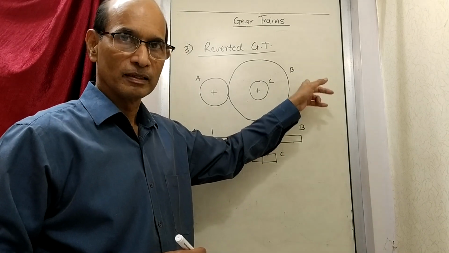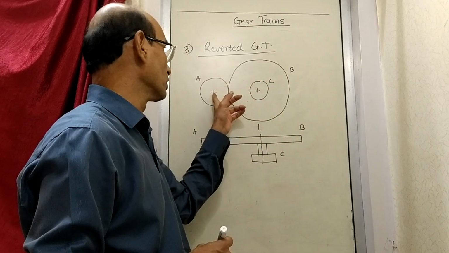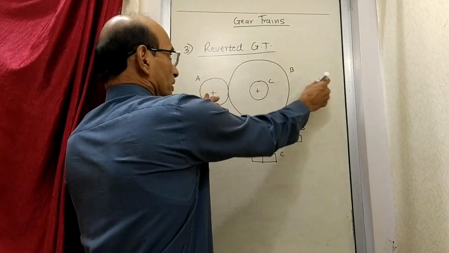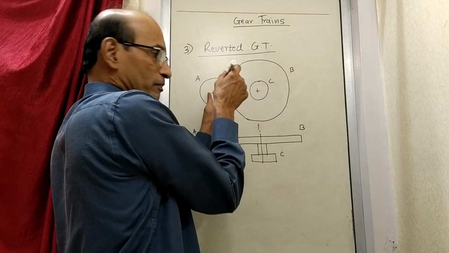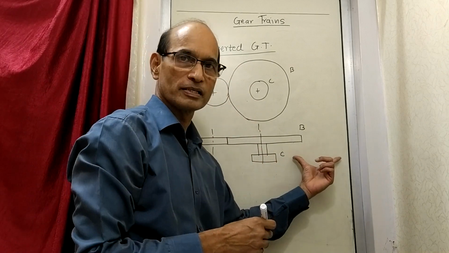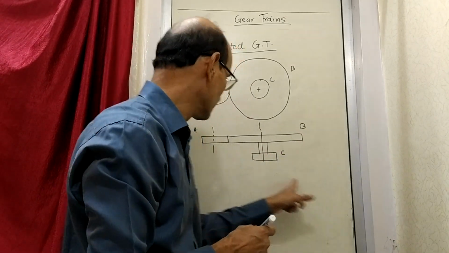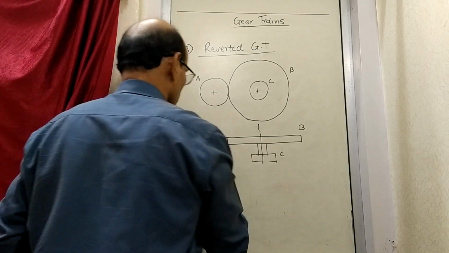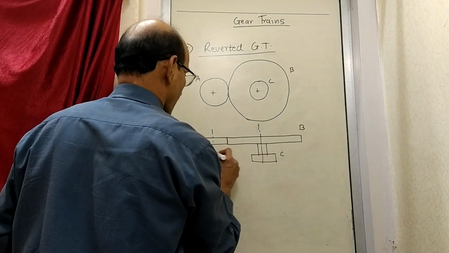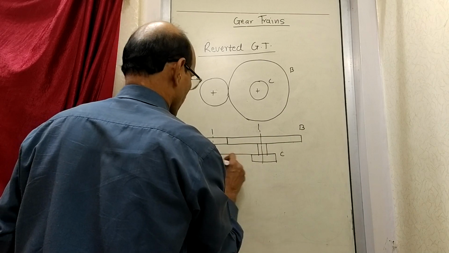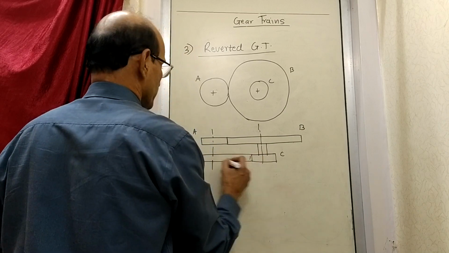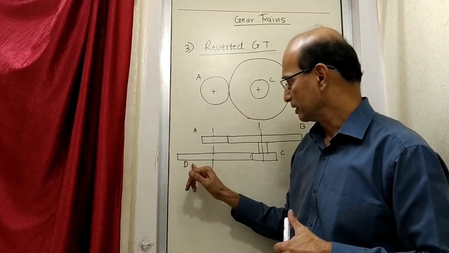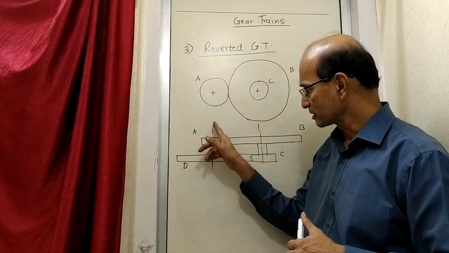Now what it says, the last gear and the first gear, the two axes, axis of A and axis of D, are going to be in one line. That means D is to be drawn in such a way that its axis is the same as this axis. So if I draw, it will come something like this. This is gear D. It has got the same axis as this.